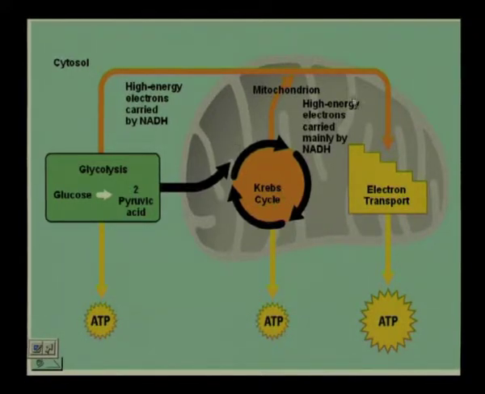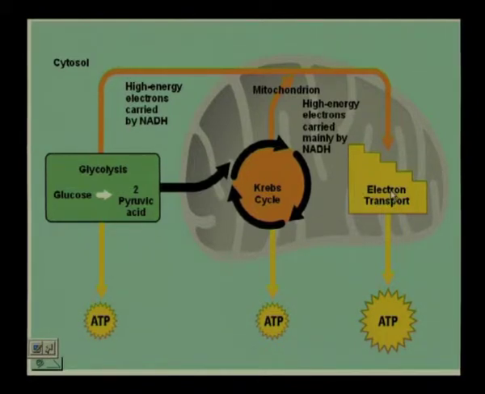Now, of the stages mentioned, stage 2 and stage 3, the Krebs cycle and the electron transport, occur in the mitochondria. This is the picture of the mitochondria, where you can recognize the inner folds called the cristae, and this glycolysis step occurs in the cytosol of the cell. So the mitochondria is in the cell, the cytosol is where the glycolysis steps occur, and in the mitochondria we have the Krebs cycle and electron transport.